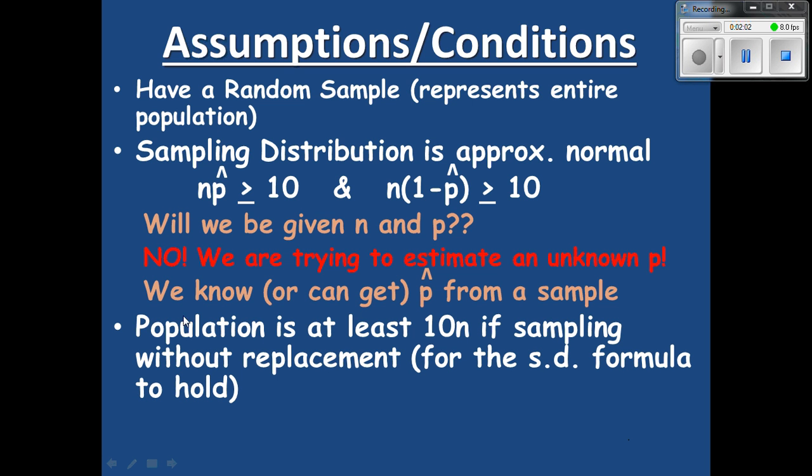The other one, if you remember for the standard deviation formula, is independence. We need to have a population at least 10 times the sample size, at least 10n, if we're sampling without replacement, which is almost always the case. So again, if it's been a while, just refresh on those. They're pretty much the exact same as for sampling distributions.